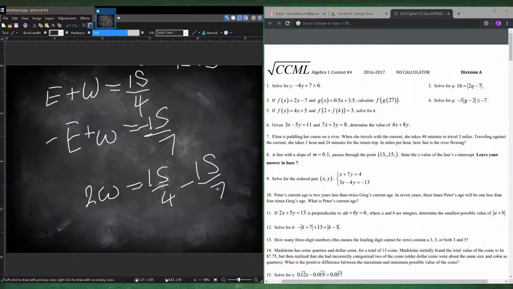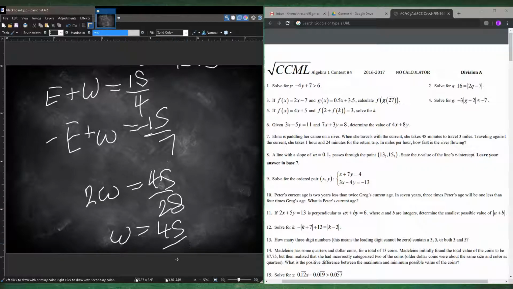So that's 105 minus 60, so that's 45 all over 28. So this is equal to 45 over 28. And then you divide by 2 to get W, so you have 45 over 56 as your speed, which is 45 divided by 56 miles per hour. That's the speed of the current.